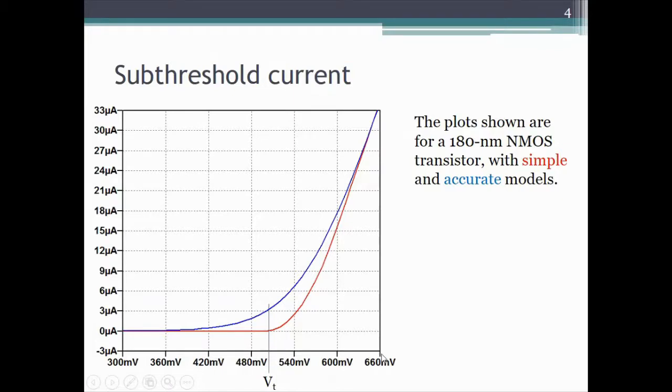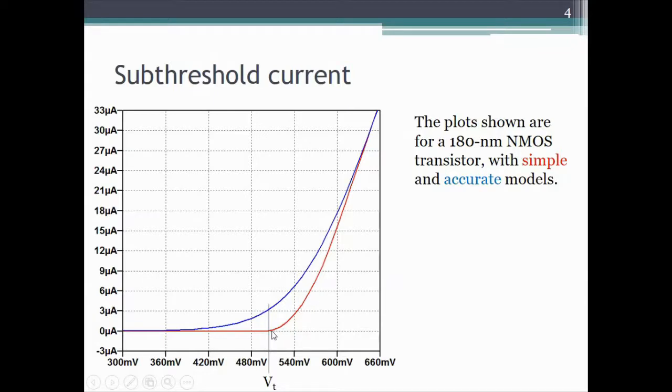So the VG is going only up to 0.66 volts, and the red is the simple model, blue is the actual or more accurate one. So what we see in the simple model is that this is a threshold voltage which is 0.5 volts. Up to the threshold voltage, the current predicted by the simple model is 0, as we saw in the equations, and then it starts increasing and it varies.